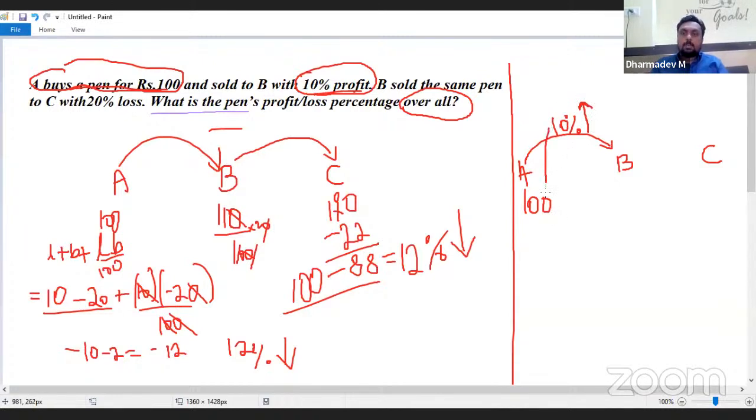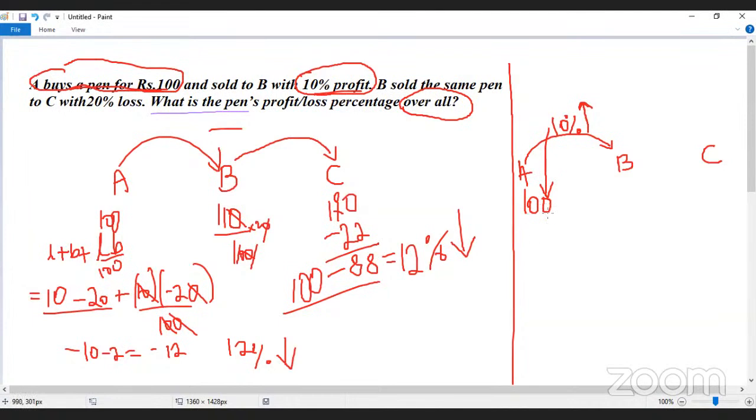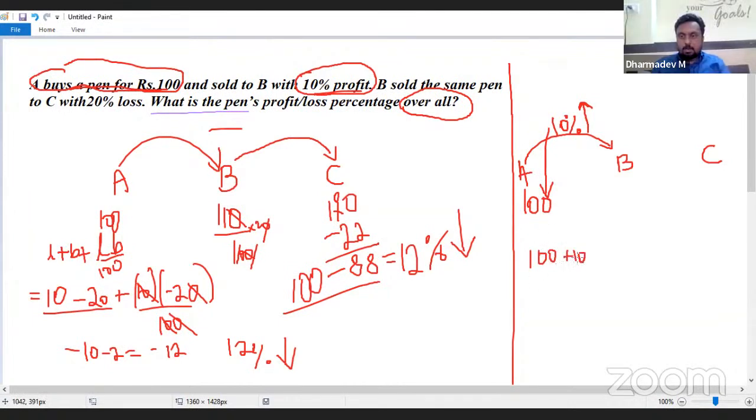So what is 10% of 100? It's 100 plus 10. So 100's 10% is 10. So he's selling it for 10 rupees more. So B purchased it for 110. So this is B's purchase, or we can call it cost price, or what he is buying.